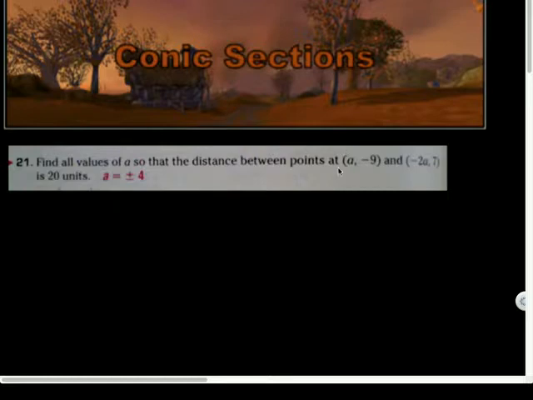Here's problem 21, which is actually going to have to call back to some of our algebra skills, possibly even solving a quadratic. I'm interested to see what happens here based on my predictions. So it says find all values of a so that the distance between the points (a, -9) and (-2a, 7) is 20 units. So they're saying the distance is 20 units.